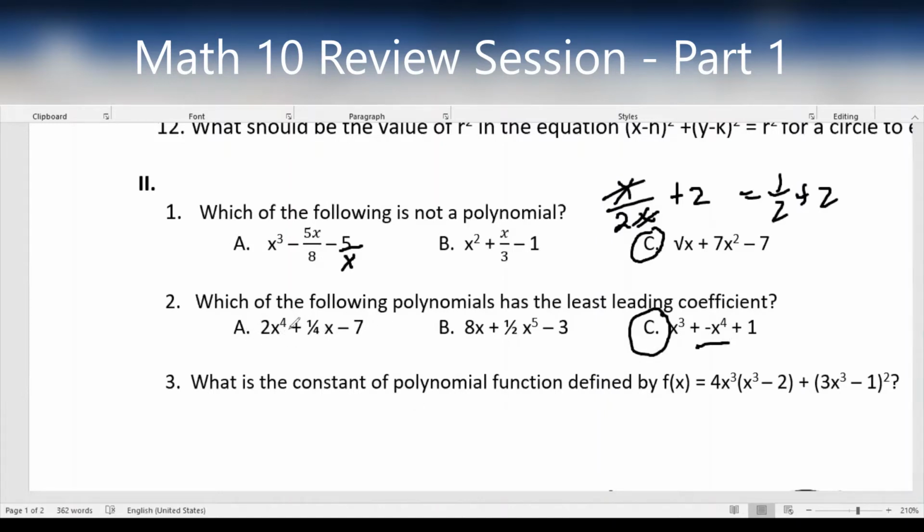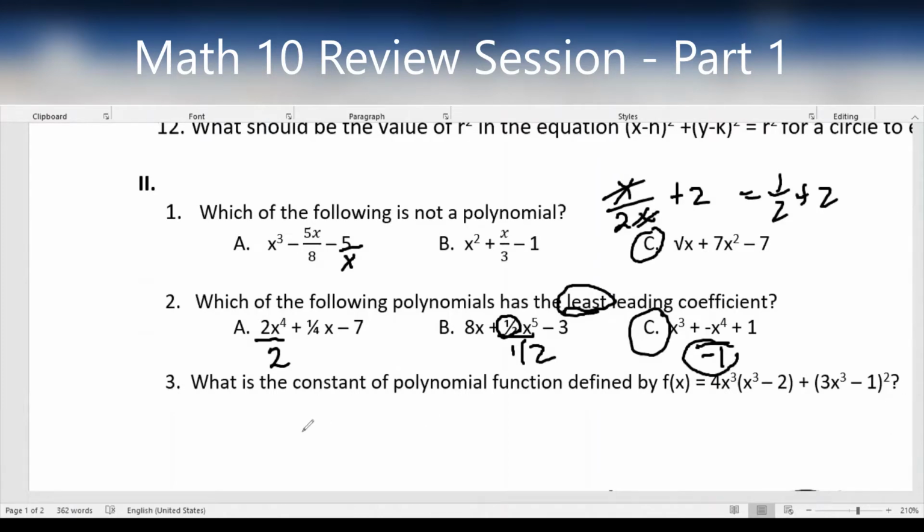So in letter A, your highest exponent is 4, so here the leading coefficient is 2. In letter B, this is your leading term, kaya ang leading coefficient nyo is 1/2. In letter C, 4 is the highest, so here the leading coefficient is negative 1. So compare nyo lahat sila, which is the least leading coefficient. So of course, yung negative 1, di ba? Kaya your answer is letter C. So thank you, Danny. Next, number 4.